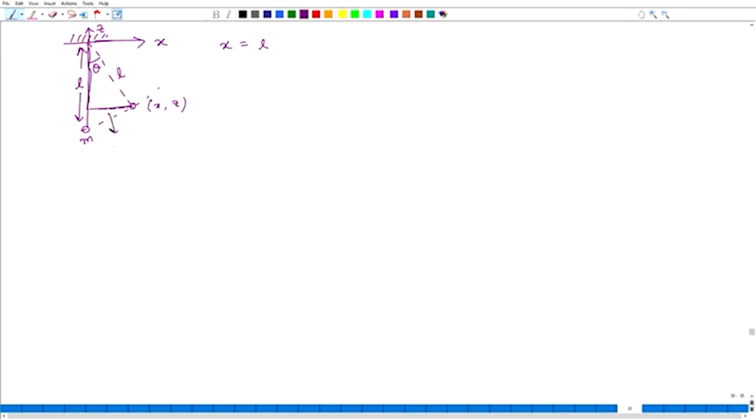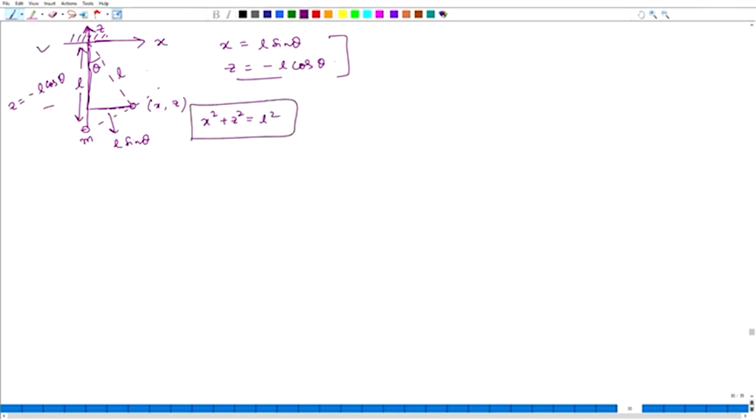So, x will be simply equal to L sin theta and z will be minus L cos theta. That is because I am taking, according to my convention, z to be vertically upward. Okay. So, x is L sin theta and z is minus L cos theta. Now, you see in this equation once again that x square plus z square is equal to L square, which is the constraint.